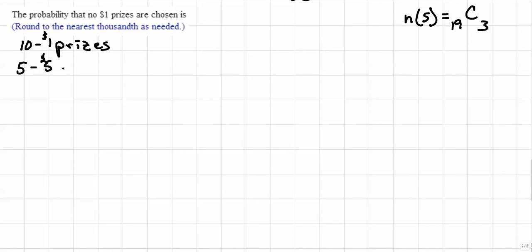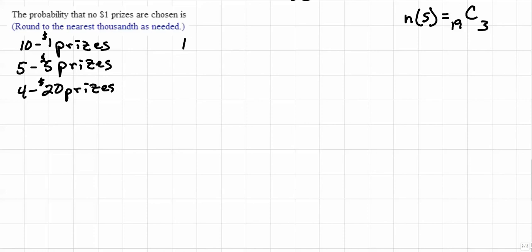And finally, we have the probability that no $1 prizes are chosen. So once again, remember that the number in the sample space is equal to 19C3. And we also need to remember that there are 10 $1 prizes, 5 $5 prizes, and then finally there are 4 $20 prizes. And we want to find the probability that no $1 prizes are chosen.